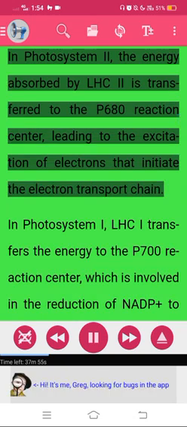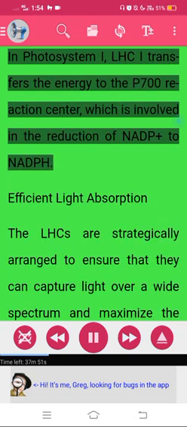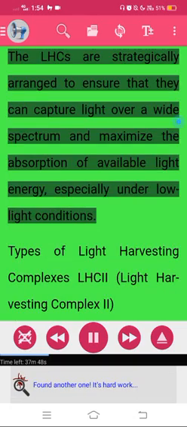In photosystem 2, the energy absorbed by LHC2 is transferred to the P680 reaction center, leading to the excitation of electrons that initiate the electron transport chain. In photosystem I, LHCI transfers the energy to the P700 reaction center, which is involved in the reduction of NADP+ to NADPH. Efficient light absorption.